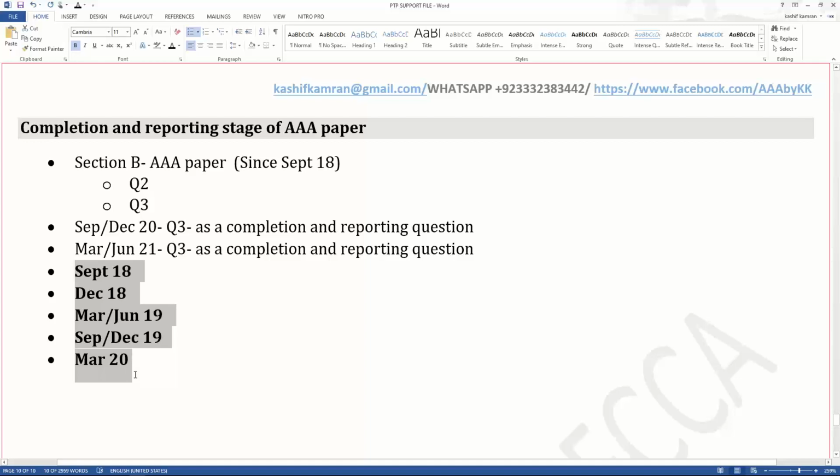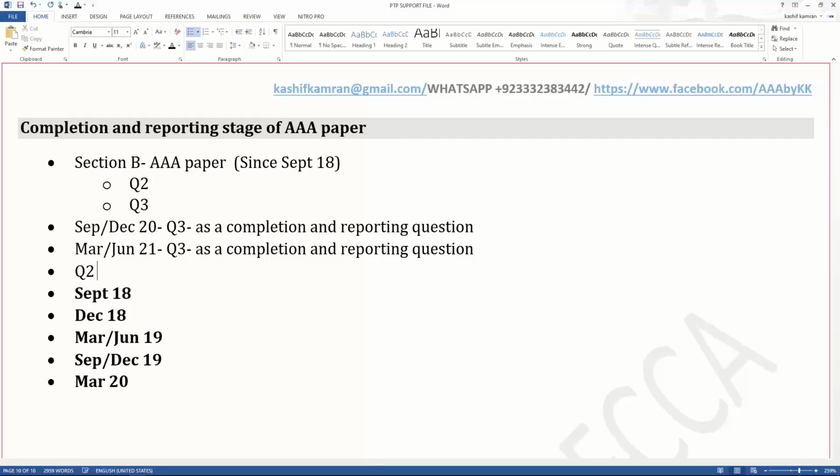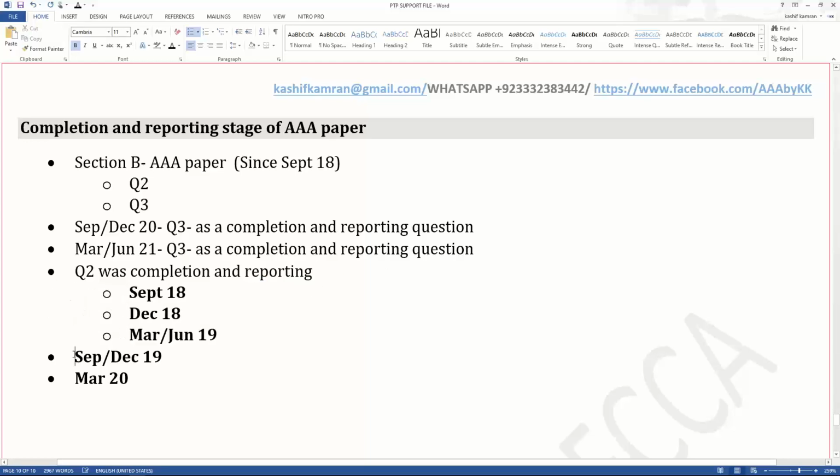But in the last 3 or 4 recent exam sittings, because we're looking at a hybrid paper, September, December, and March, June, the examiner has now made question 3 the completion and reporting question. In one of these exam papers, question 2 was completion and reporting. So don't get distracted. I believe when you look at the September 21 exams, there will be a question 3 on completion and reporting, because that's the recent track of the examiner.